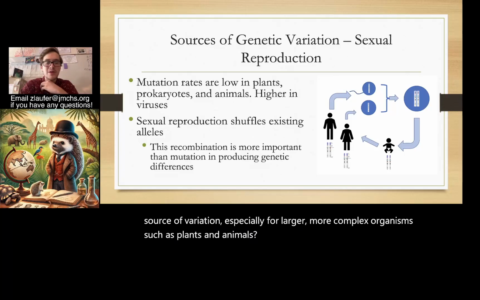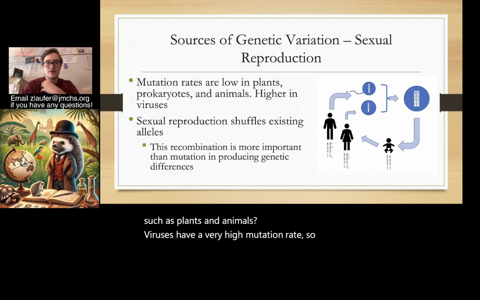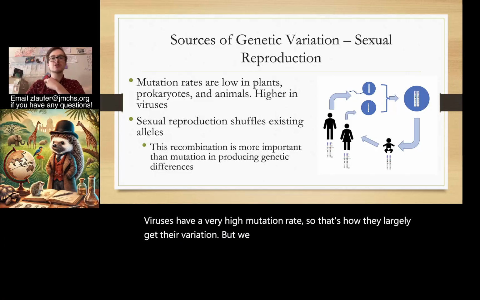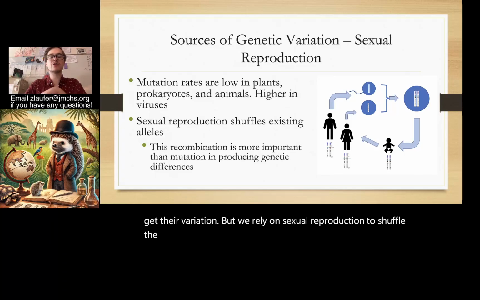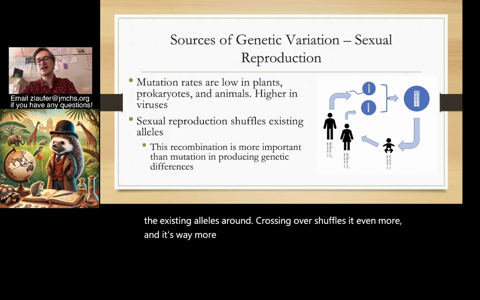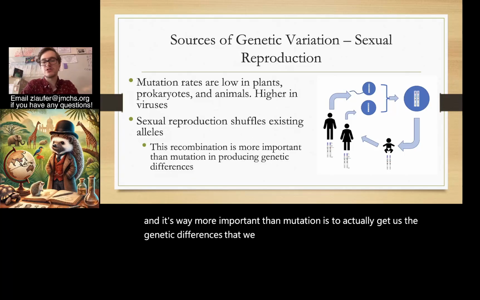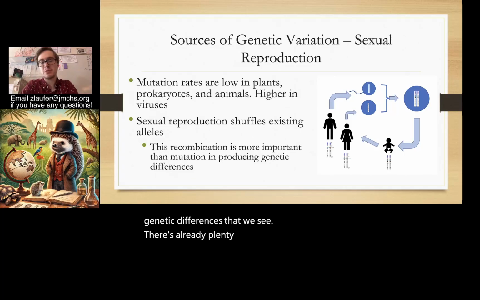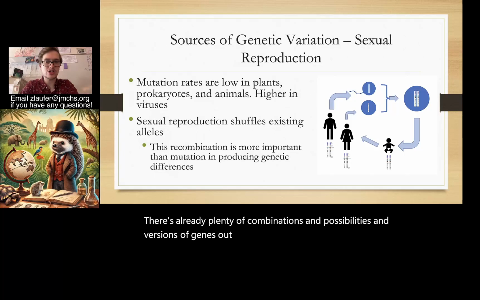Viruses have a very high mutation rate, so that's how they largely get their variation, but we rely on sexual reproduction to shuffle the existing alleles around. Crossing over shuffles it even more. And it's way more important than mutation is to actually get us the genetic differences that we see. There's already plenty of combinations and possibilities and versions of genes out there. It's easier to just shuffle them up rather than evolve a whole new thing.